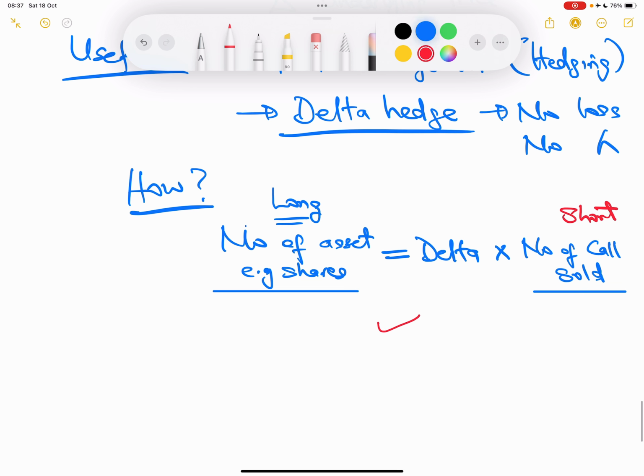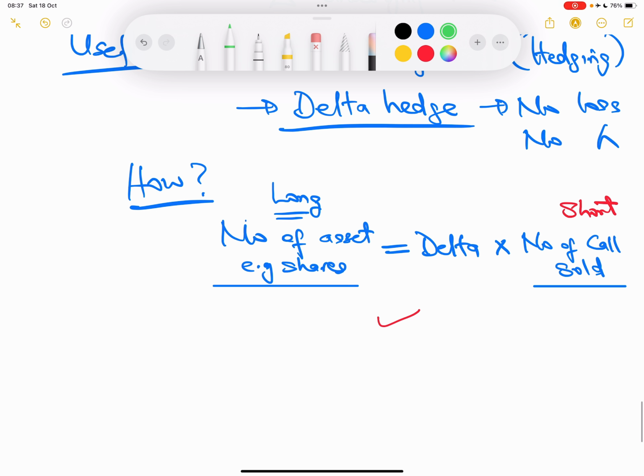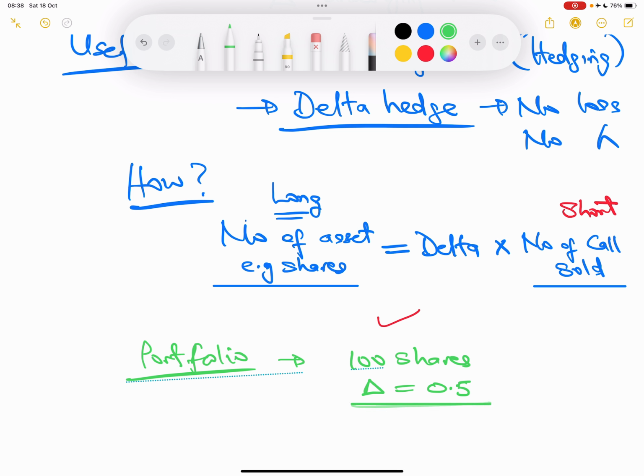And you can check it. Let's do an example to see what we're talking about. Let's construct a hypothetical portfolio. This portfolio has, let's say, 100 shares, and the delta on the call is 0.5.